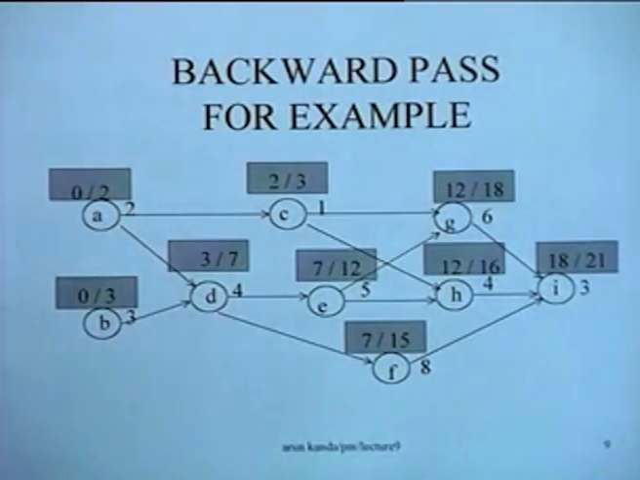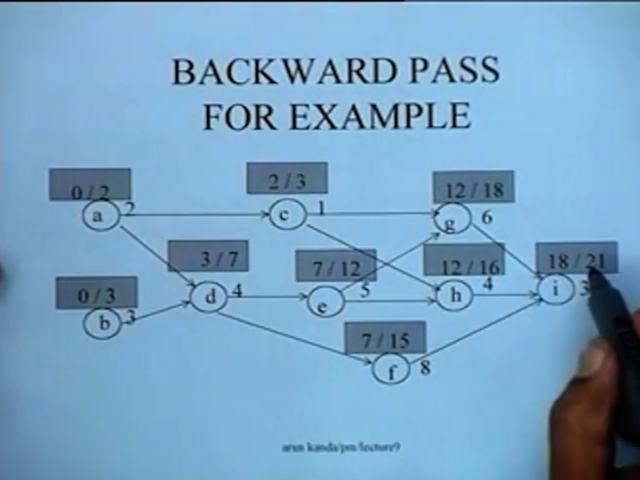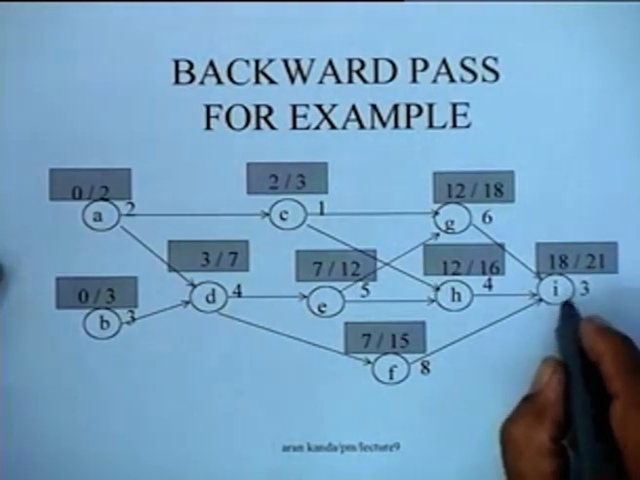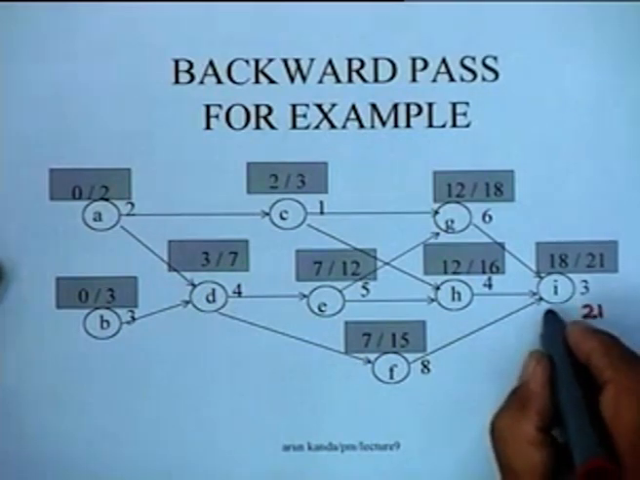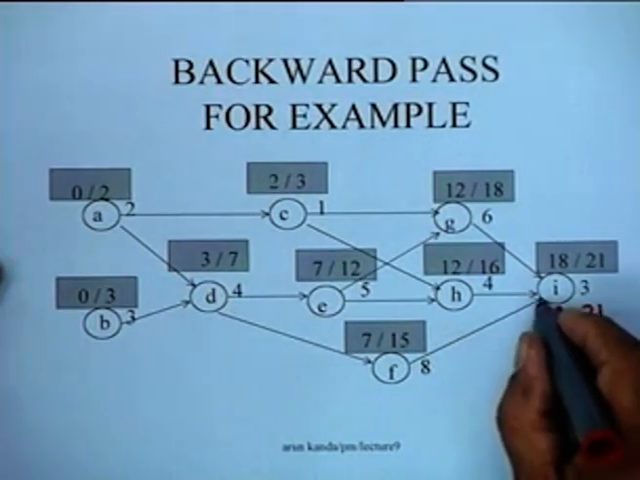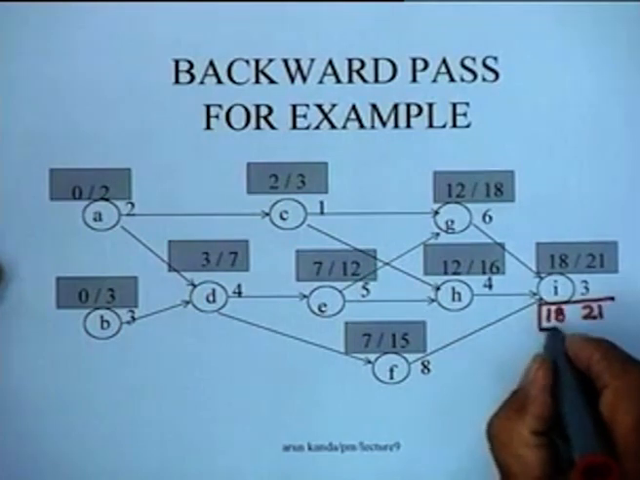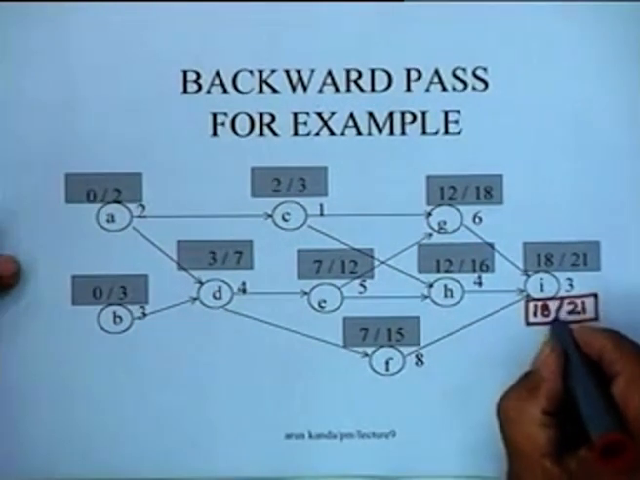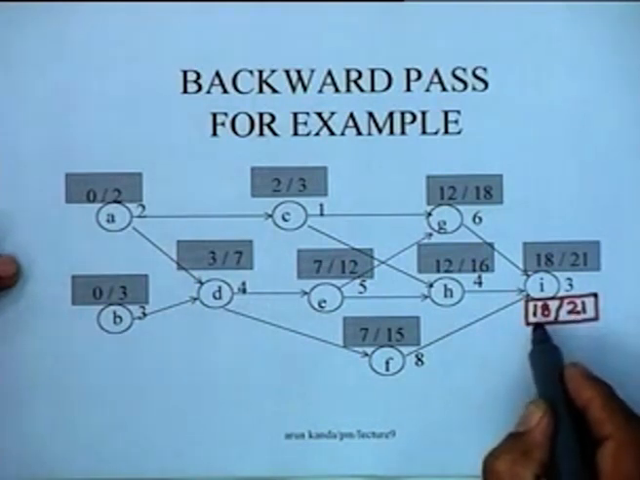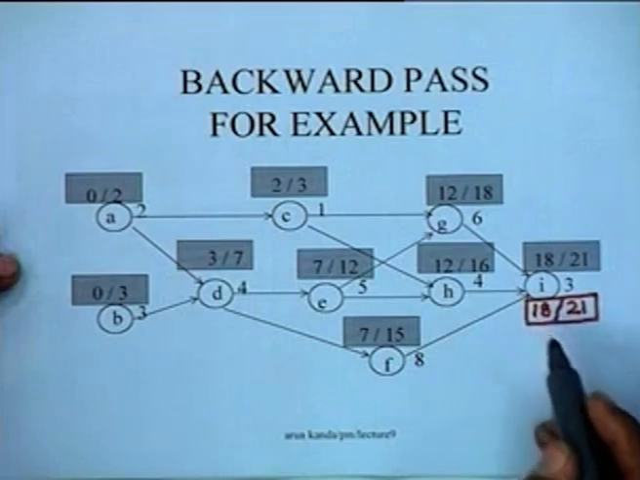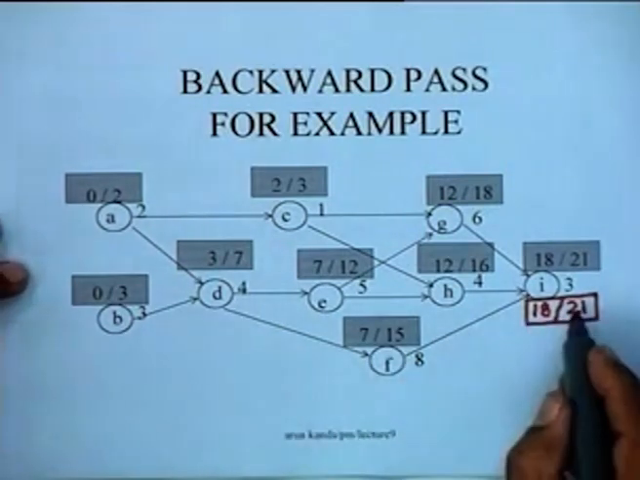So what we can do is, let's try to do a backward pass on this example. So we start with the ending node. The project duration for this particular example is 21. So we will say that the latest finish of node I is 21, and 21 minus 3 is 18. The numbers that I am showing you in red reflect nothing but the latest finish and the latest start of the activities. So we can put them down like I have shown them here.